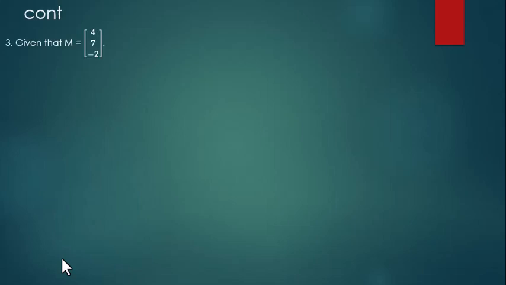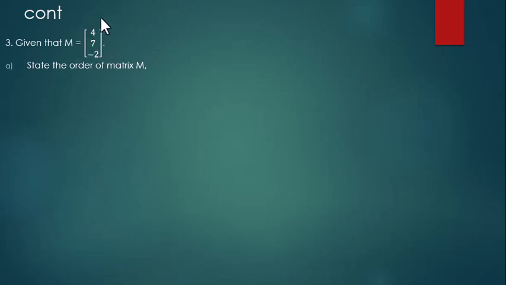So question 3 says, given that matrix M is equal to 4, 7, and negative 3, find the order of the matrix. So what are we going to do in this particular case? We're going to count the number of rows we have. In this particular case, we have 1, 2, 3. So we said rows run from left to right.